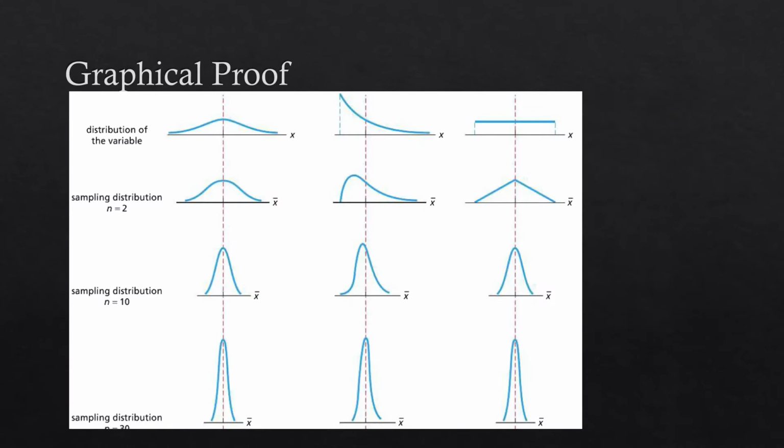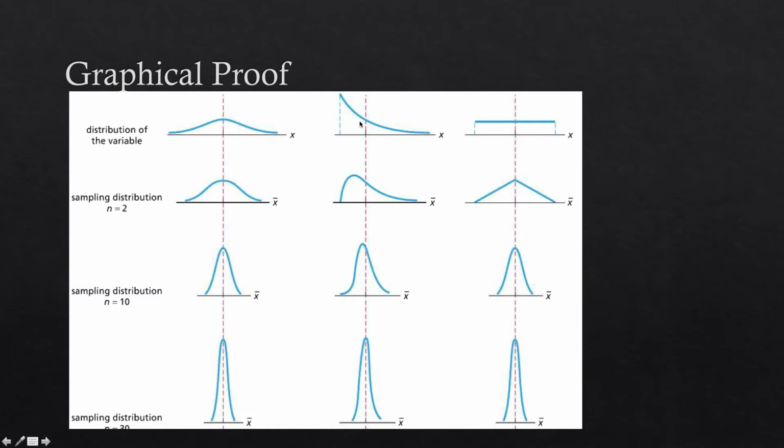Alright, so here's our graphical proof. Notice here's a normal distribution, the first one here. Notice all of our samples are still normally distributed. And notice as the sample size increases, our standard deviation decreases. So this little dotted line here, this is the mean. So notice how the blue line's getting closer and closer to the mean. So as you increase sample size, the standard deviation is decreasing.